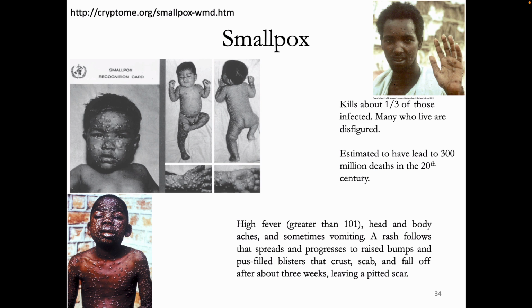And infection with this virus causes high fever, usually greater than 101, head and body aches, vomiting, and then a rash that will lead to some raised bumps and pus-filled blisters that will crust, fall off, and will leave a pitted scar. You can see pictures of smallpox infections here. And if you would like to read all of the gory details about exactly how smallpox kills you, you can read the link at the top. But like I said, it's gory.